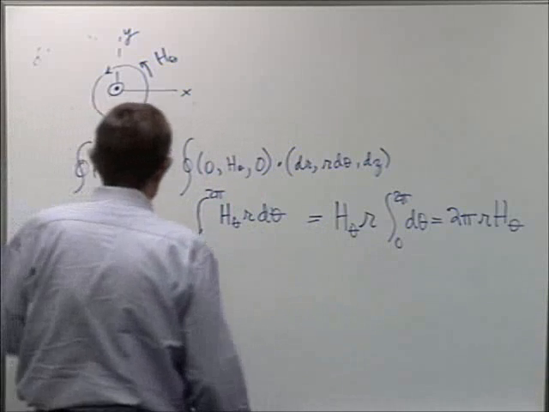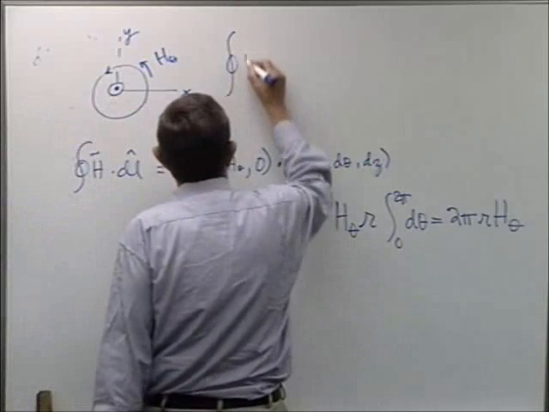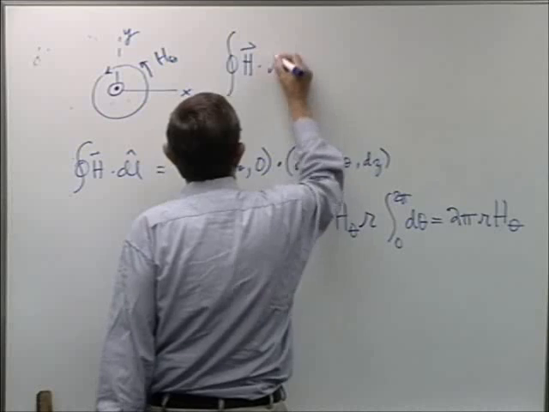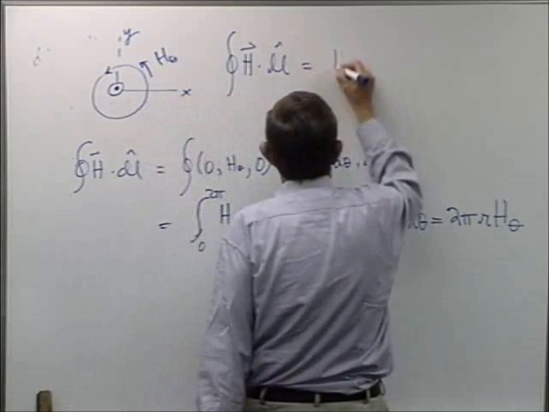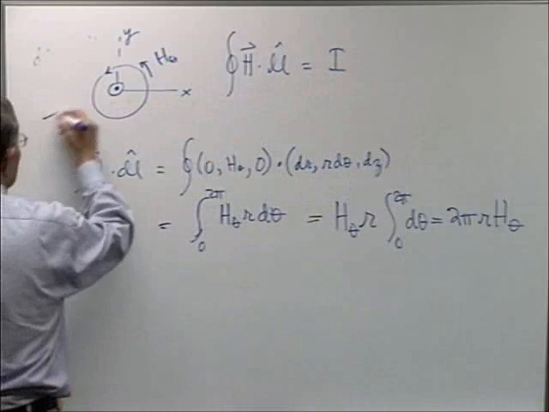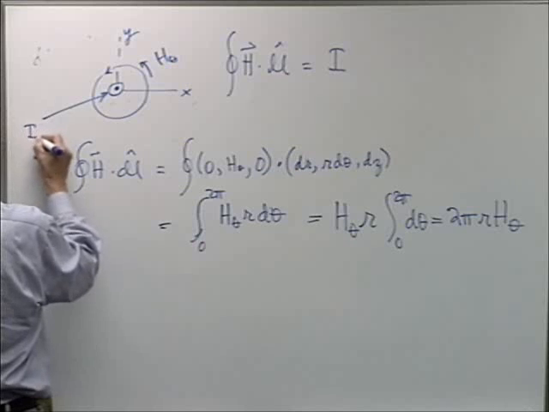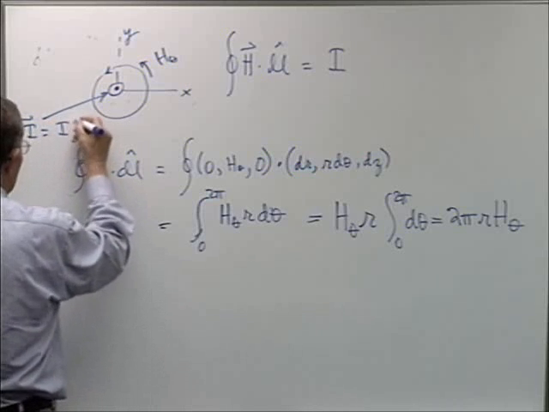What's that equal to? Well, Ampere's law says that the line integral of h dot dl is equal to the enclosed current. Of a single line of current, let's say its magnitude, I is a vector, its magnitude is I, it's actually in the z direction.